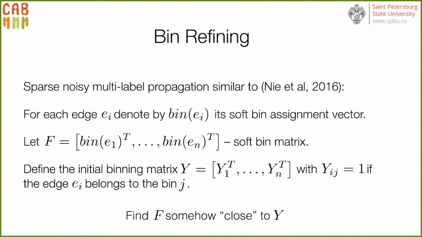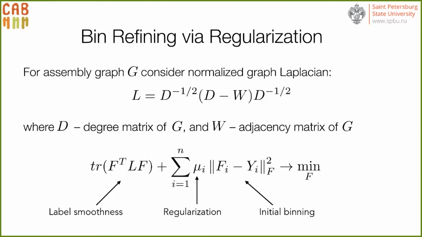Since initial binning usually misses short contigs, Y has a lot of 0 rows, which is not what we want from F, but we mostly trust the initial assignment for long contigs. So our preferred result is a soft bin assignment matrix, which is close to Y, but does not contain 0 rows, since we want to propagate bin labels from long contigs to short contigs. So what do we mean by close?